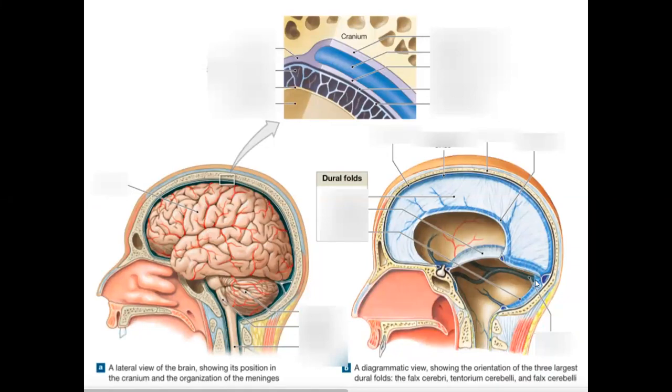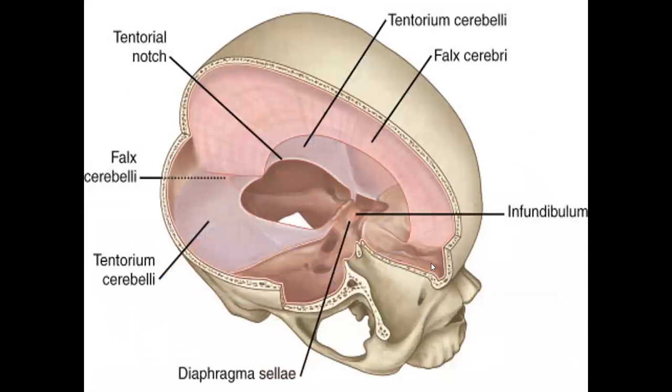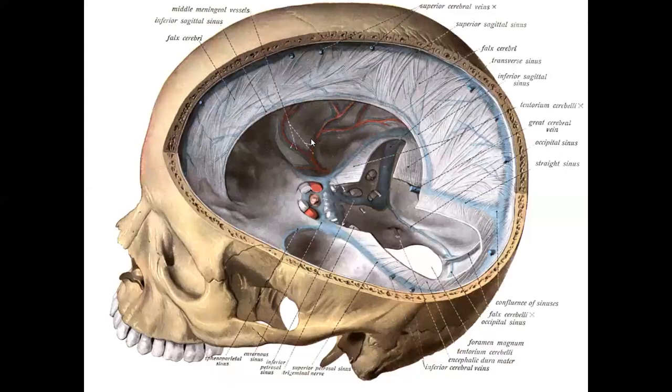hindbrain and cerebellum. This is the falx cerebelli, and this area is the diaphragma sellae. You can see again, this is the superior part, this is the inferior part, this is the tentorium cerebelli, a tent-like attachment. This is the falx cerebelli. Again, this side is the falx cerebri, superior part and inferior part.